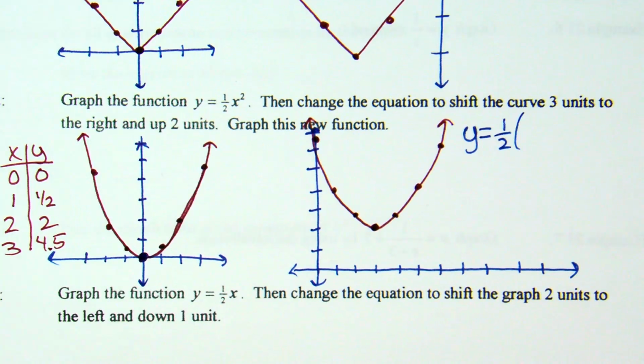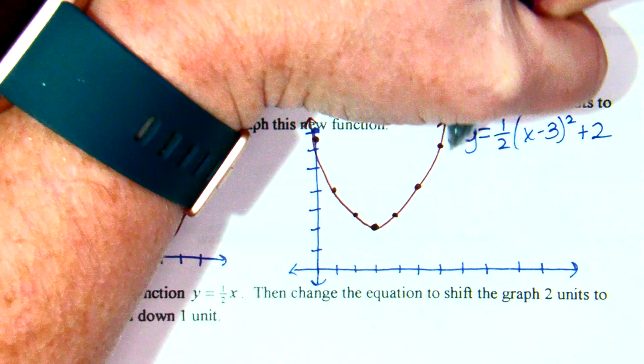Okay, so that's a parabola. That's what my Algebra 2 kids do a couple chapters down the road. We start with absolute values. Later we do the same thing with parabolas.